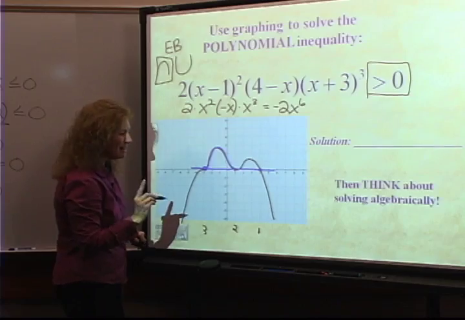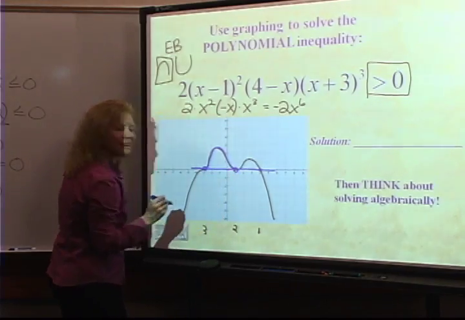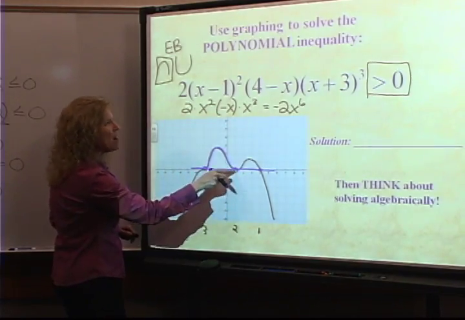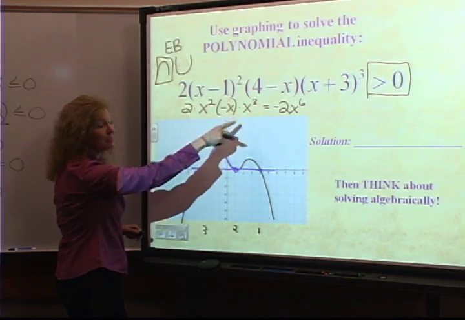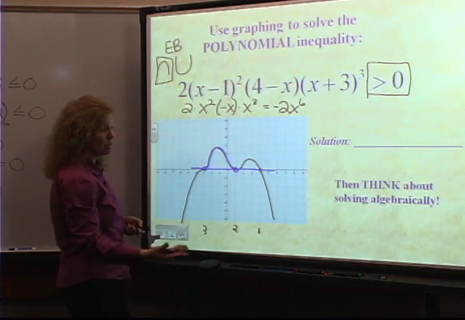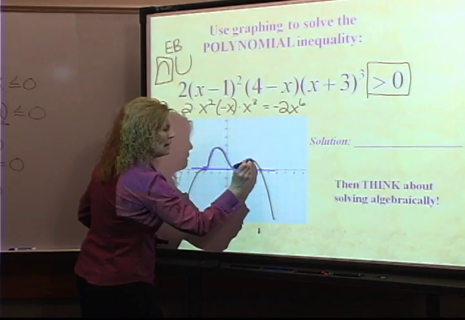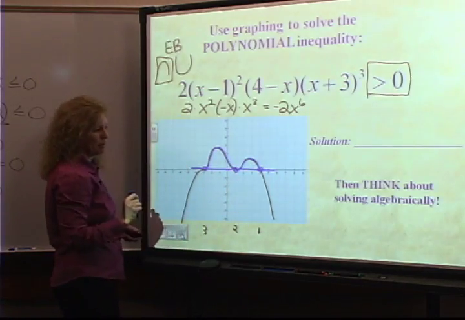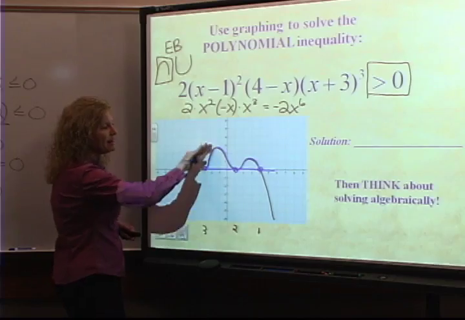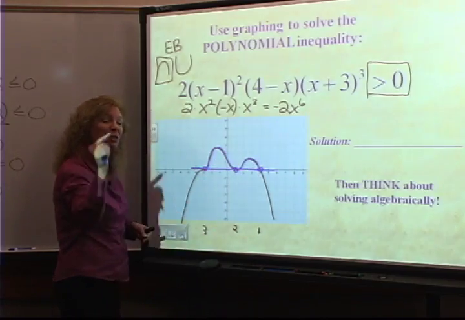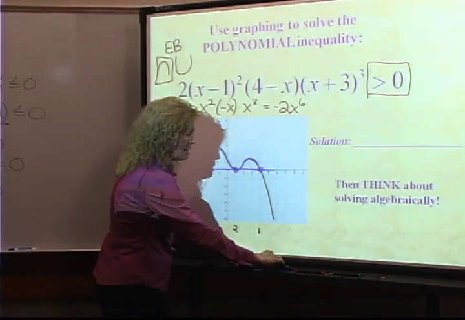And then you know what? It's kind of weird, but at 1, I can't take that. Because at 1, I get a 0 out of here. And 0 is not bigger than 0. And then I come over to there. All of that is greater than 0 on the y coordinates.